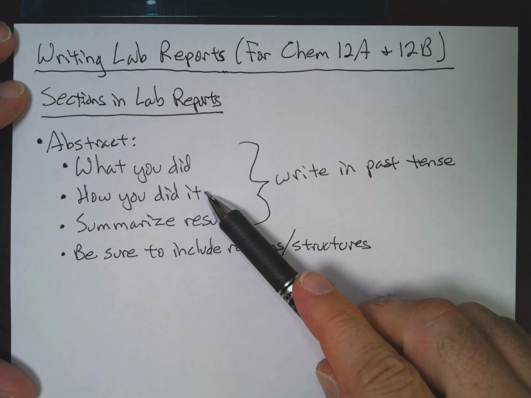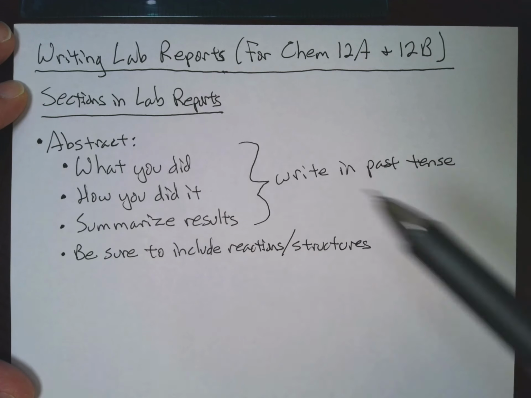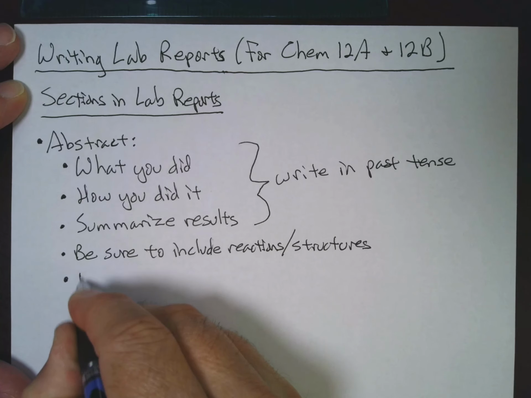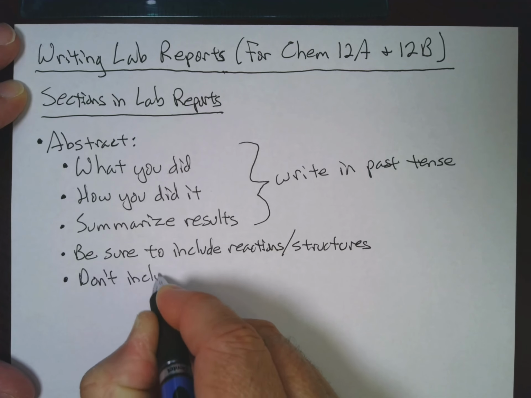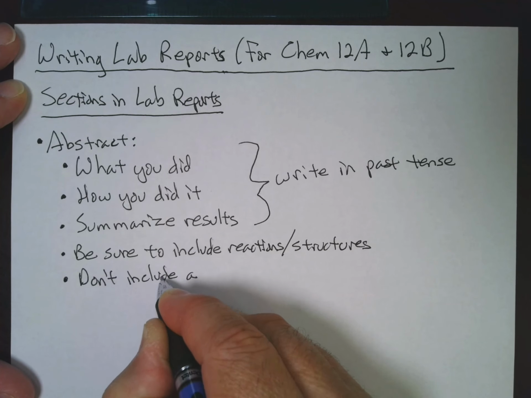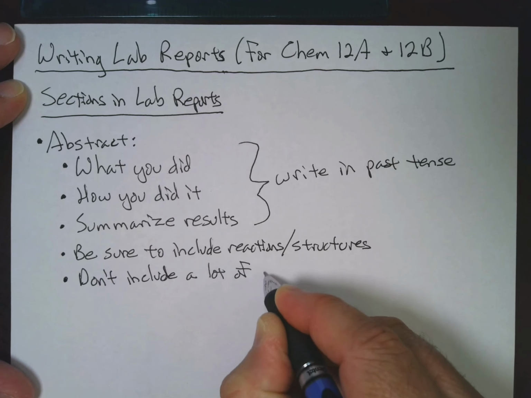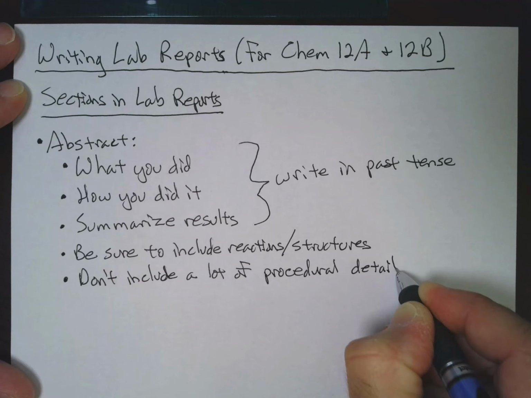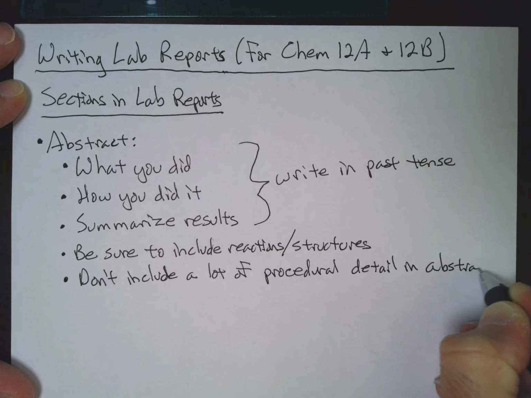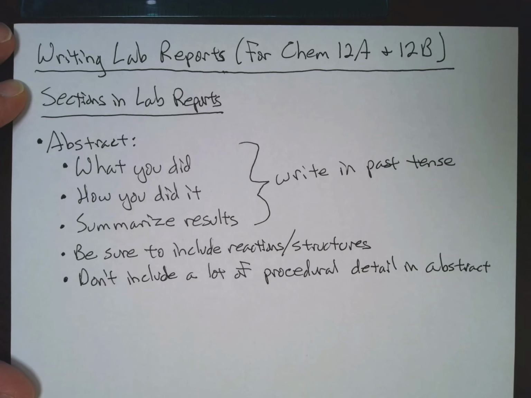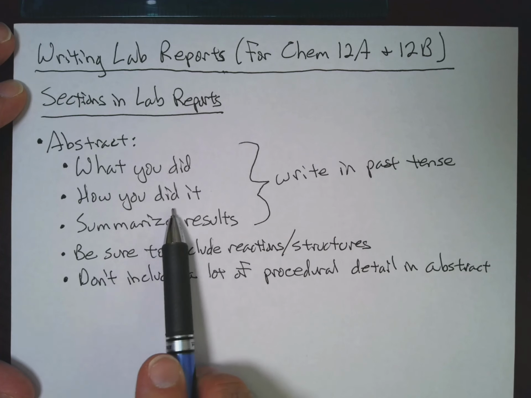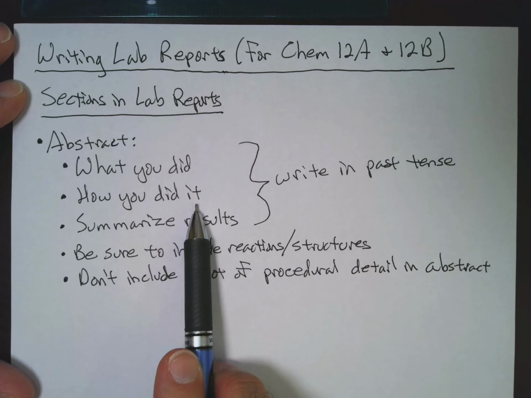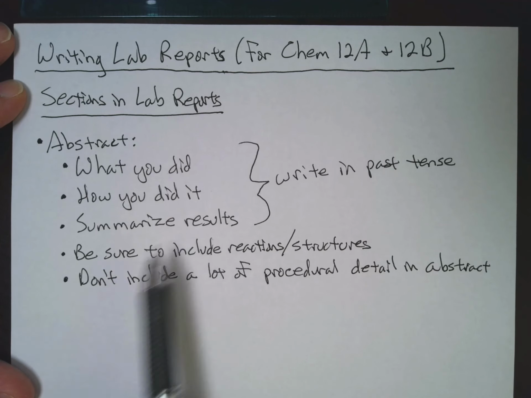So a brief description of the main reactions. You don't want a lot of procedural detail. So let me write that here. Don't include a lot of procedure detail in abstract. That's what the procedure section is for. Okay. And then also how you did it, how you analyzed the results. And then you'll summarize those results as well.